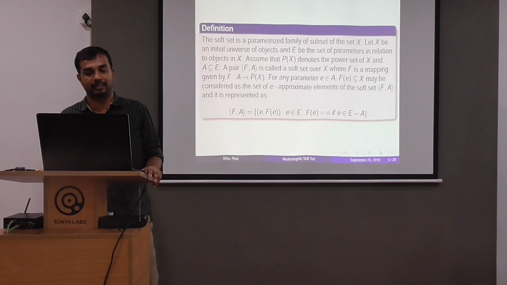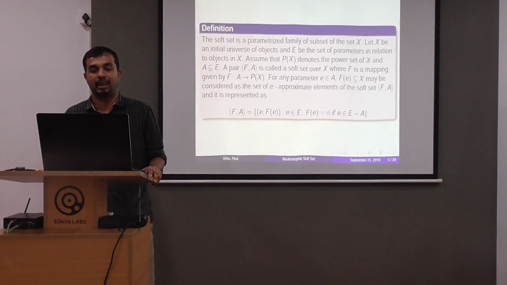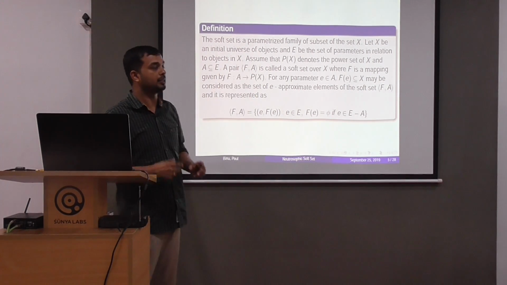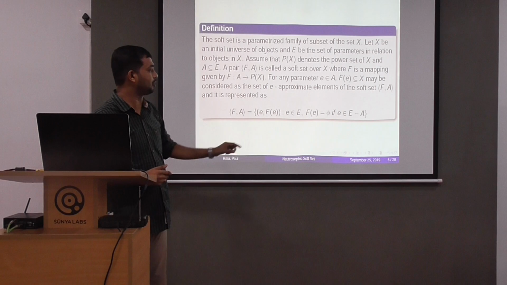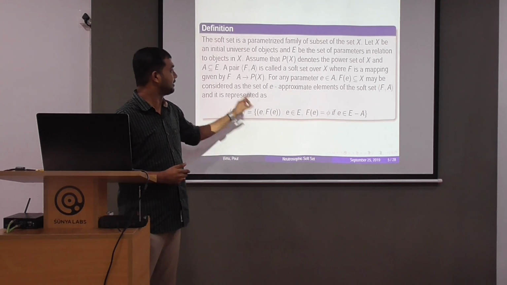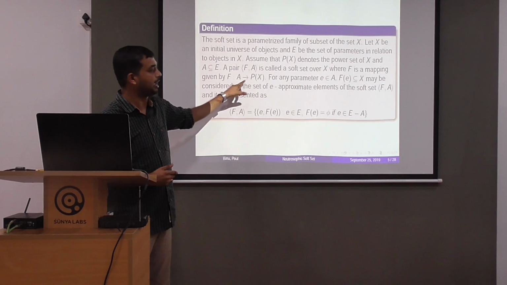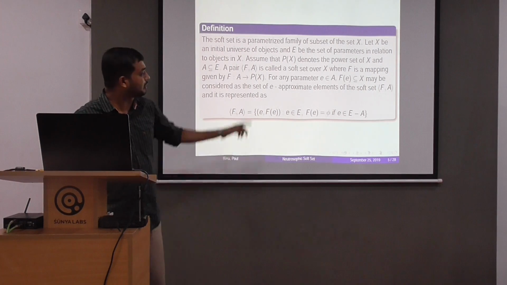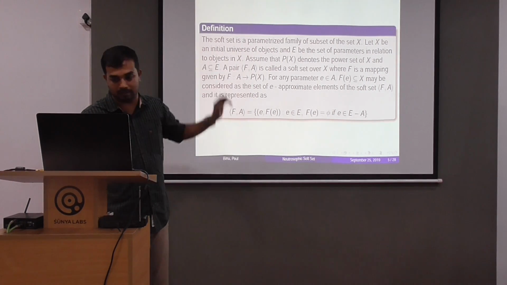Next, the soft set. Actually, the soft set is a parameterized family of subsets of x. Let x be an initial universe of objects and E be the set of parameters. Then a pair (F, A) is called a soft set. That is, (F, A) is equal to the set of E, F of E, where F is a function from A to the power set of x, or the collection of subsets of x.